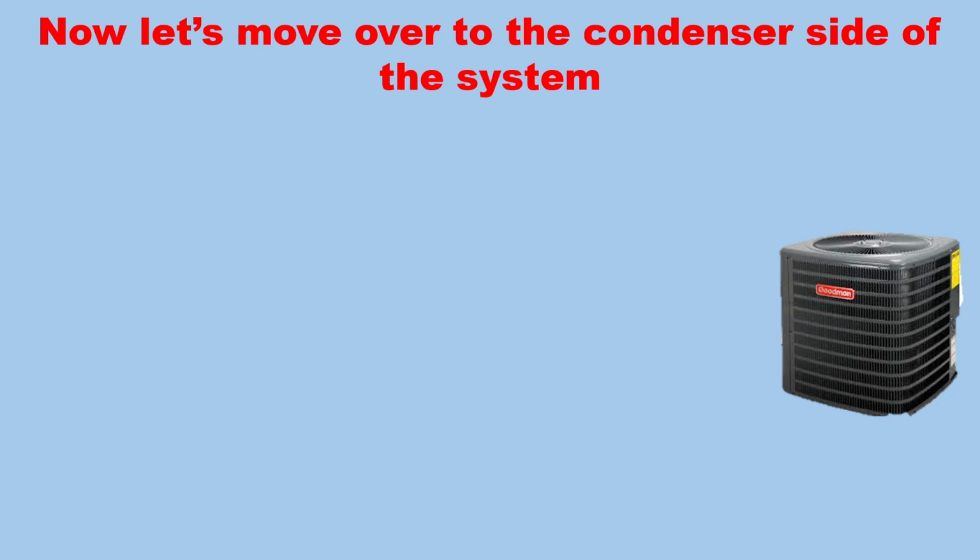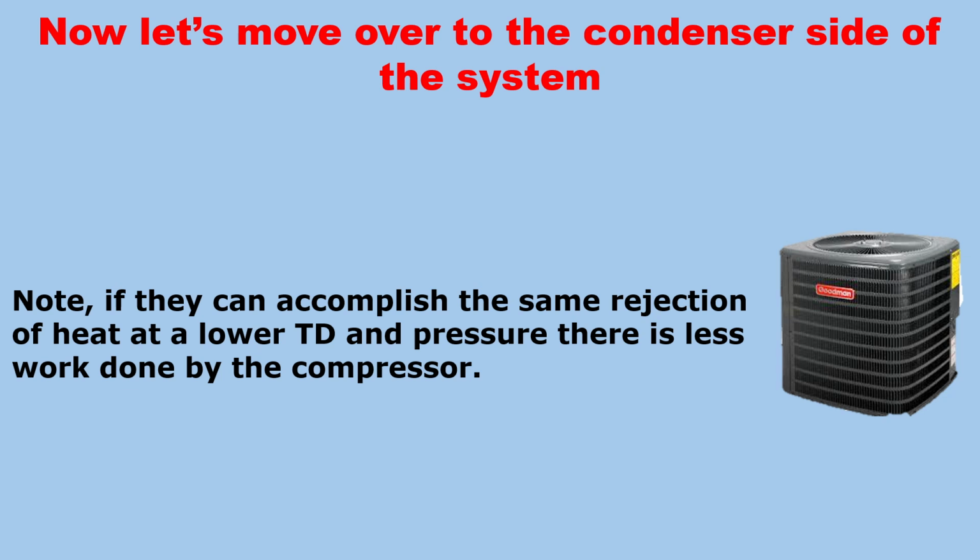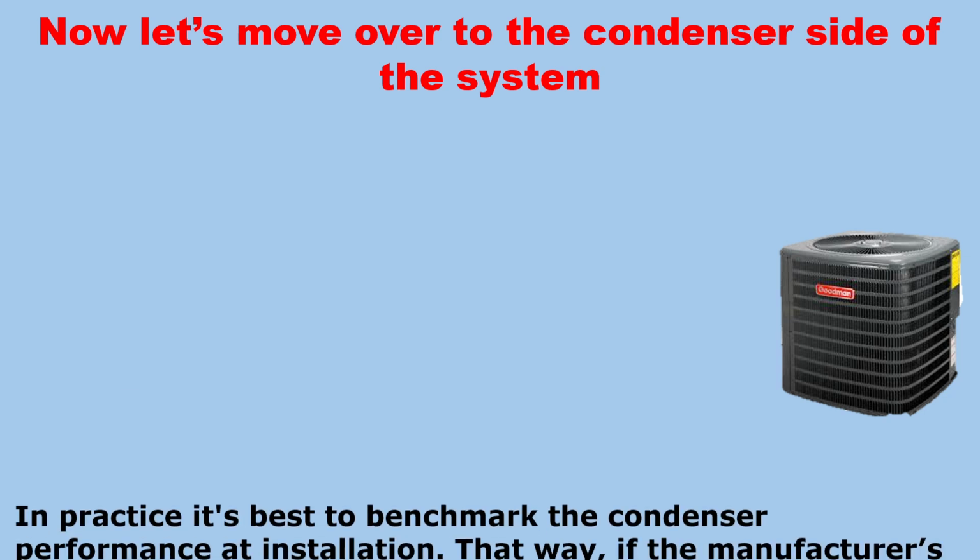Now let's move over to the condenser side of the system. Condensers do not always follow conventions. Manufacturers will differ in the compressor selection, metering device, required subcooling, and temperature rise according to their own design to meet the capacity and energy use requirements. Note, if they can accomplish the same rejection of heat at a lower temperature differential and pressure, there is less work done by the compressor.